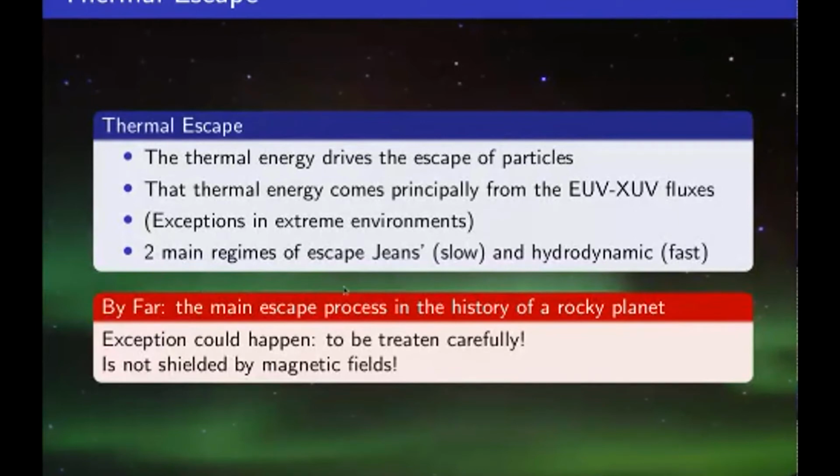First thing, both of these escapes are some of the main escape processes in the history of a rocky planet. Exceptions happen and should be treated carefully. And we have to remember that these escape processes are not shielded by the magnetic field. They can have some small impact of the magnetic field, but they are not shielded by the magnetic field.